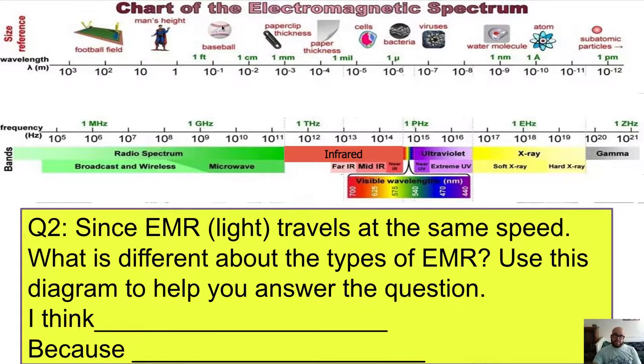So go back up here, look at all of this diagram and try and figure out the answer to this question. Use this format, I think, because the because part is the evidence that you pull out of this chart. Pause the video and I'll come back with the answer.